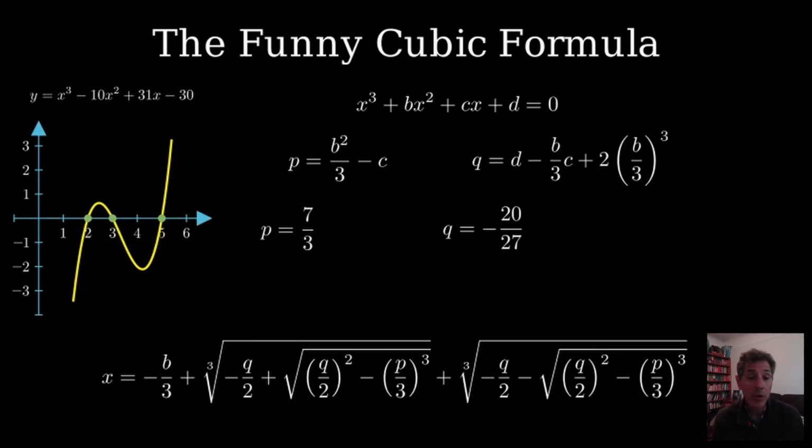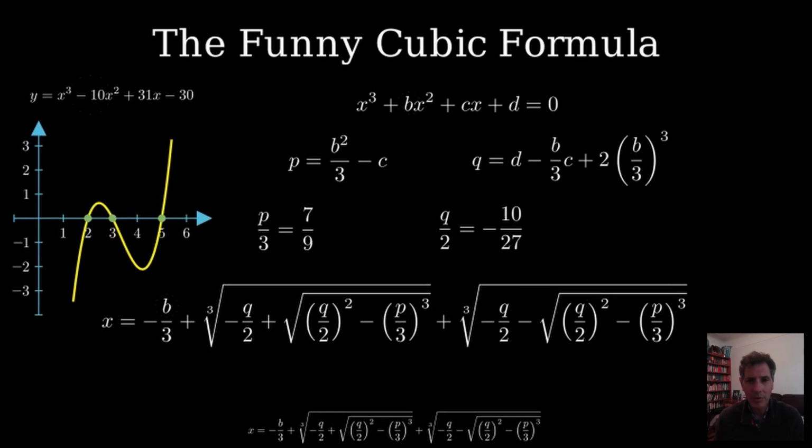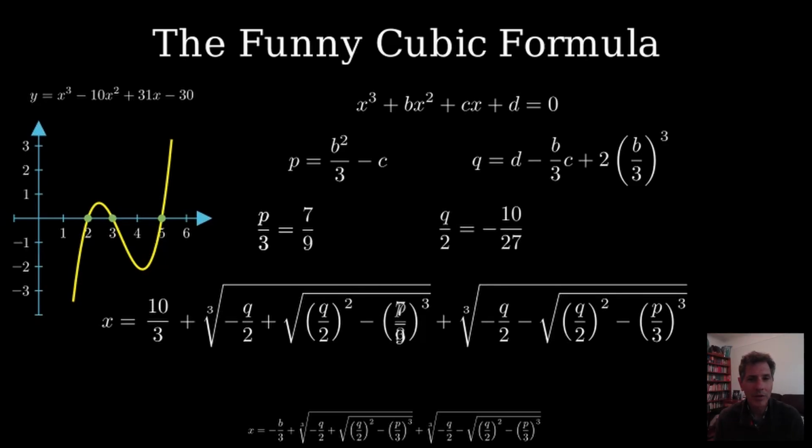Since the cubic formula uses p over 3 and q over 2, let's divide by 3 and 2 respectively. Now let's start plugging everything into the cubic formula. We start with b, -10, p over 3, 7 over 9, and q over 2, -10 over 27.